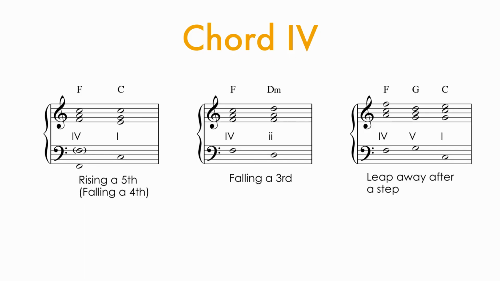Chord 4 in the key of C major is F, and it likes to move as follows. 4 to 1, which is also our plagal cadence, which is F to C. 4 to 2, which is F to D minor. Or it can move by step, but then would like to leap away after. We could have an approach and a perfect cadence like this: F, G, C, or 4, 5, and 1.